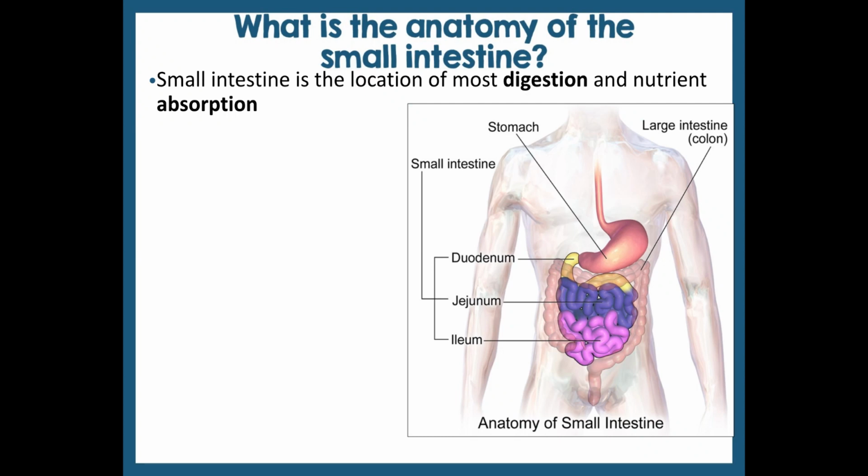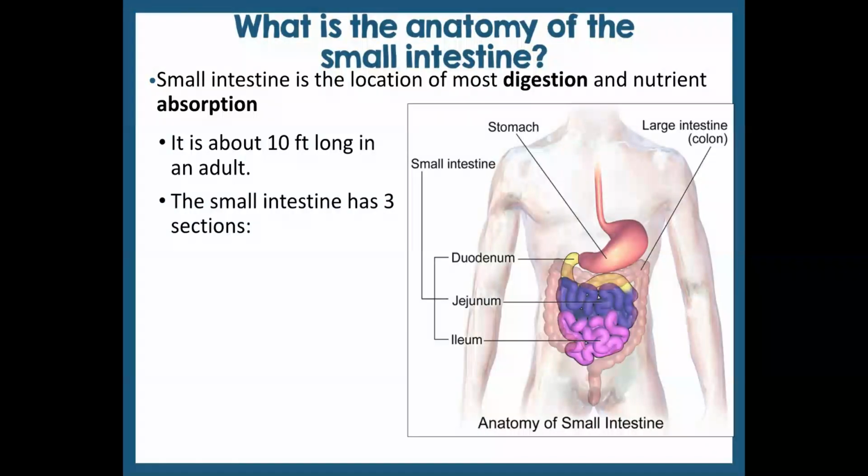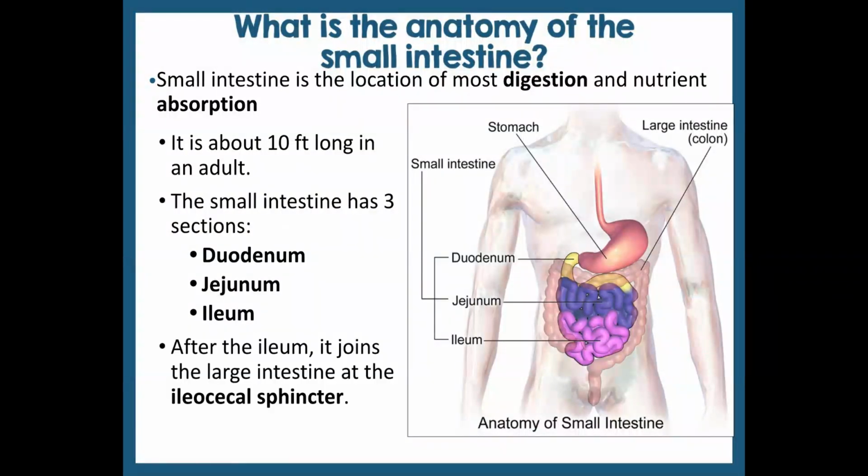The small intestine is the location of most digestion and nutrient absorption. It's about 10 feet long in an adult. And the small intestine has three sections: the duodenum, the jejunum, and the ileum. After the ileum, it joins the large intestine at the ileocecal sphincter.